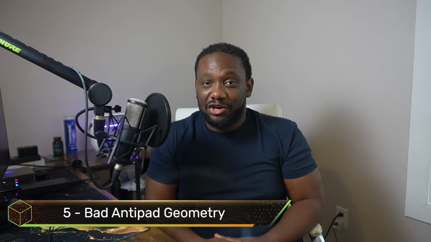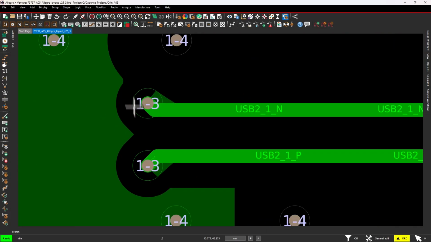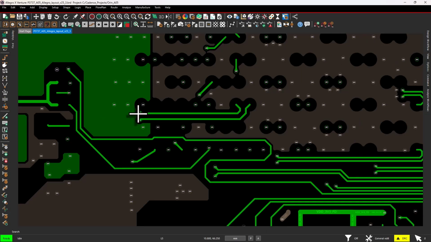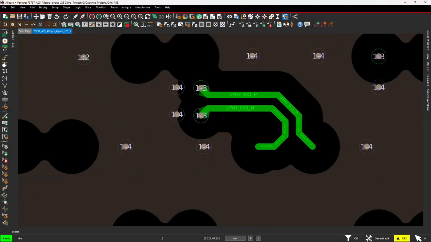Bad antipad geometry. The antipad is the clearance in the reference plane around the via. Large or asymmetric antipads create impedance discontinuities, and those impedance discontinuities create signal reflections. The fix is to size your antipads against your impedance target, and also keep them symmetrical among your differential pair vias. Having the right pad stacks is not sufficient. You need to make sure the entire via structure is the correct size, antipad size, and signal quality.